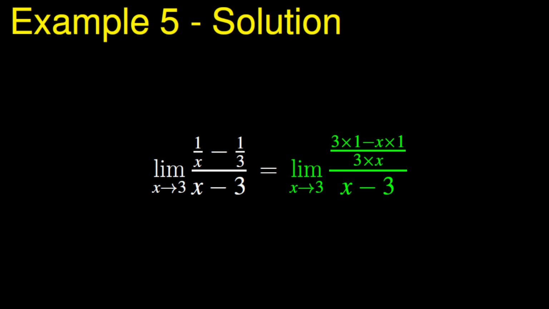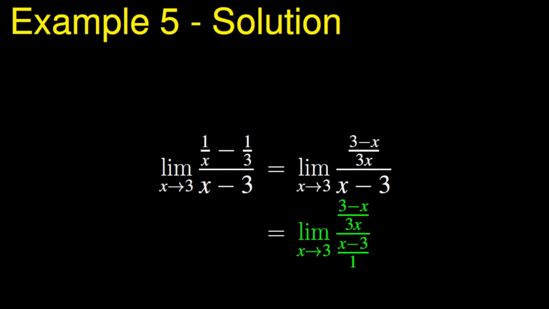multiplying the numerator of the first fraction with the denominator of the second fraction, and the numerator of the second with the denominator of the first to obtain the new numerator. The new denominator is just obtained by multiplying both denominators of the initial fractions.